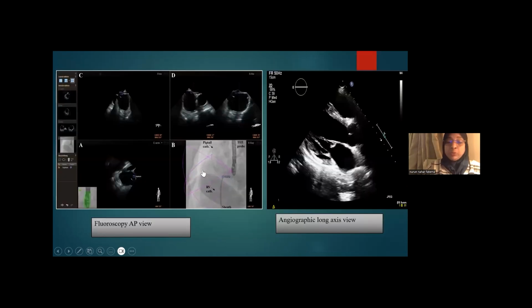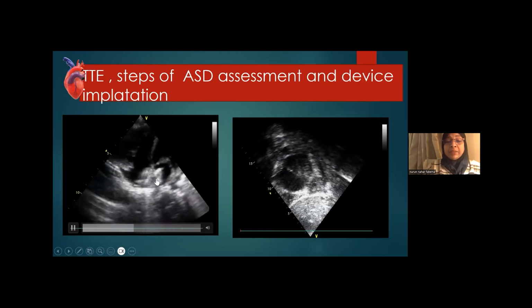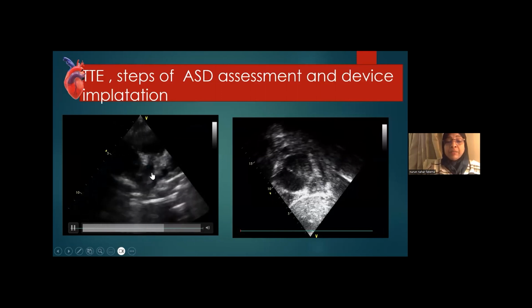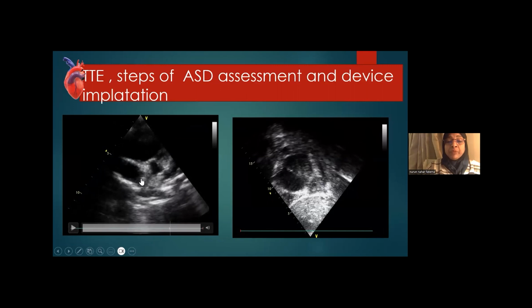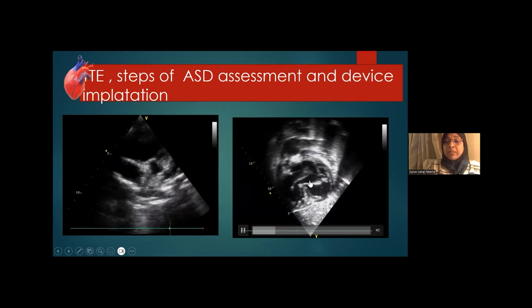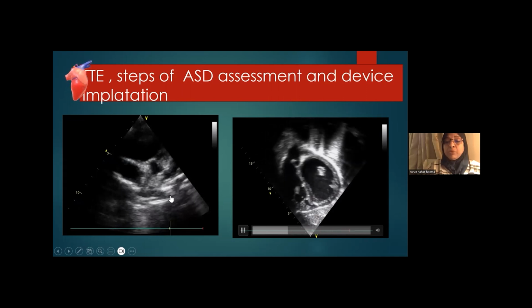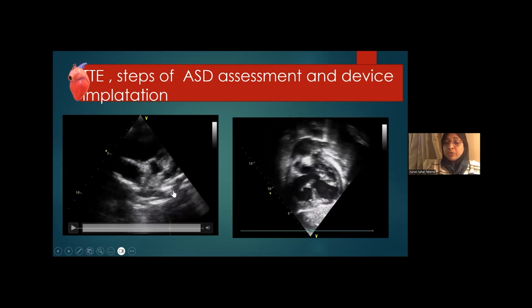So this is the procedure of the device closure. We can see it from the TEE also, and this is the TEE guided device closure. You are seeing that this is an atrial septal defect already closed with the device, and this is the device here. So this one is before closure and this one after closure.